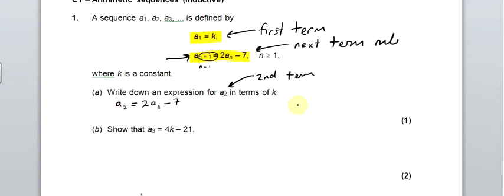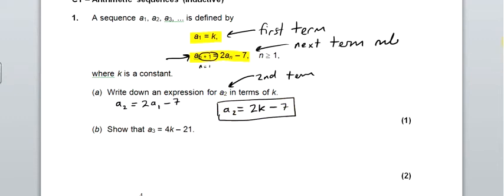But that's not enough to get us the 1 mark. We've actually got to put in what the first term is, because A1 is here. We've been given it. So A2, the second term, is equal to 2K, because K is the first term, minus 7. So that's our 1 mark special.